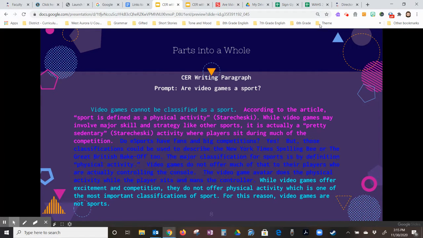So you take your ideas that we outlined previously, and then you use them to create your paragraph. I do want you to take a quick notice here. What are the largest two portions of this paragraph? Your evidence and your reasoning. That's very important to take note of.